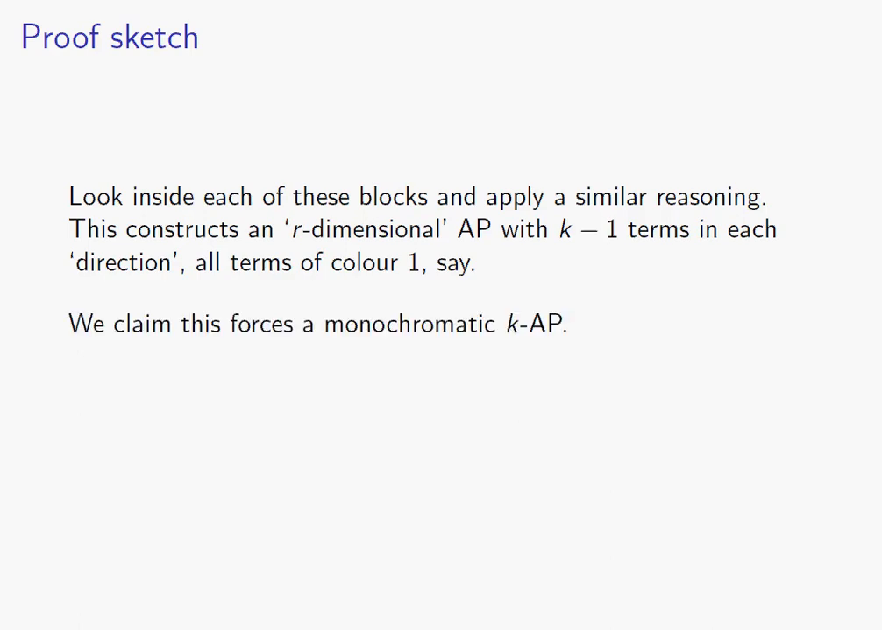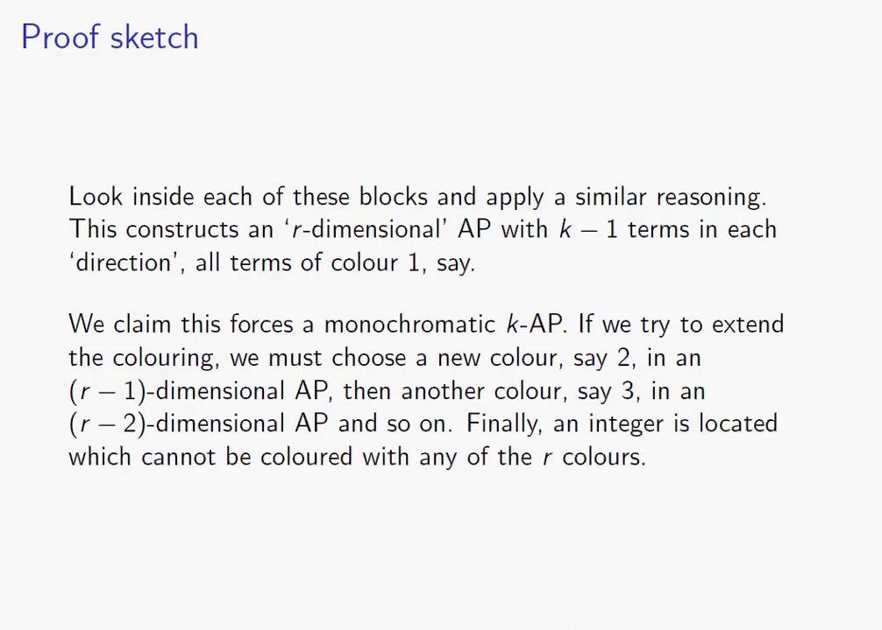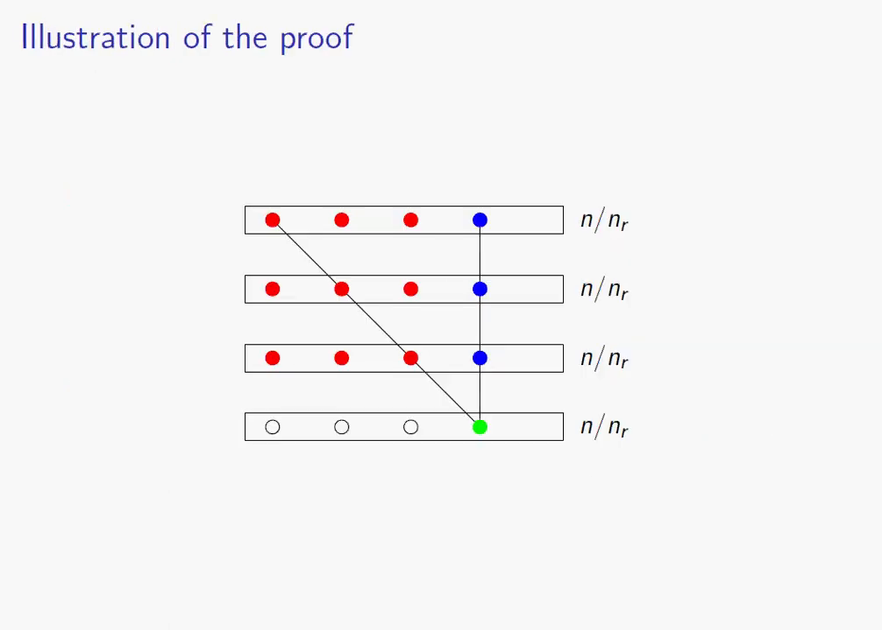Now, we claim that this forces a monochromatic k-term AP. If we were to try to extend the coloring, we would choose a new color, say 2, in one direction. And so we'd have an r-1 dimensional AP that's color 2. In the next direction, we extend and get an r-2 dimensional AP of a new color, say 3. And this will inevitably lead to a contradiction because we'll eventually locate an integer which cannot be colored with any of the r colors. I think it would be helpful to see an illustration of the proof.